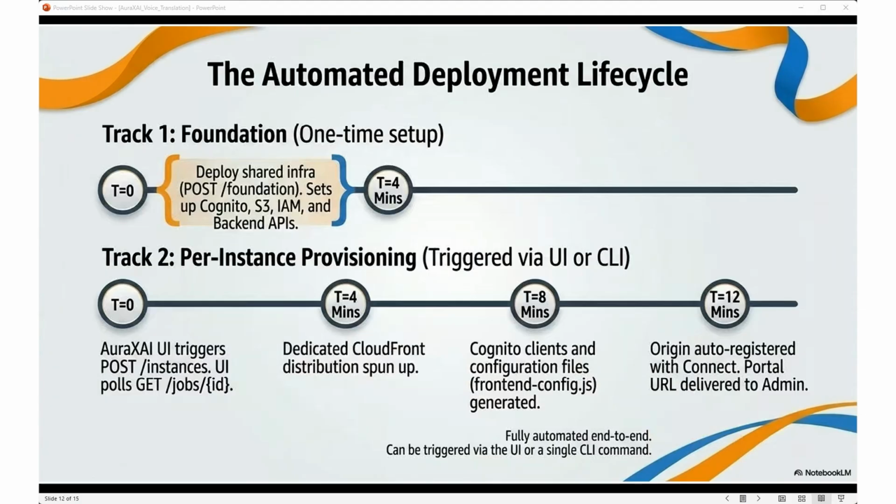When it comes to install and configure time for this framework, in track one, the full automation will deploy the foundation in under 5 minutes. And track two, which is per instance provisioning, will take about 10 to 15 minutes as it involves CloudFront distribution and DNS propagation.